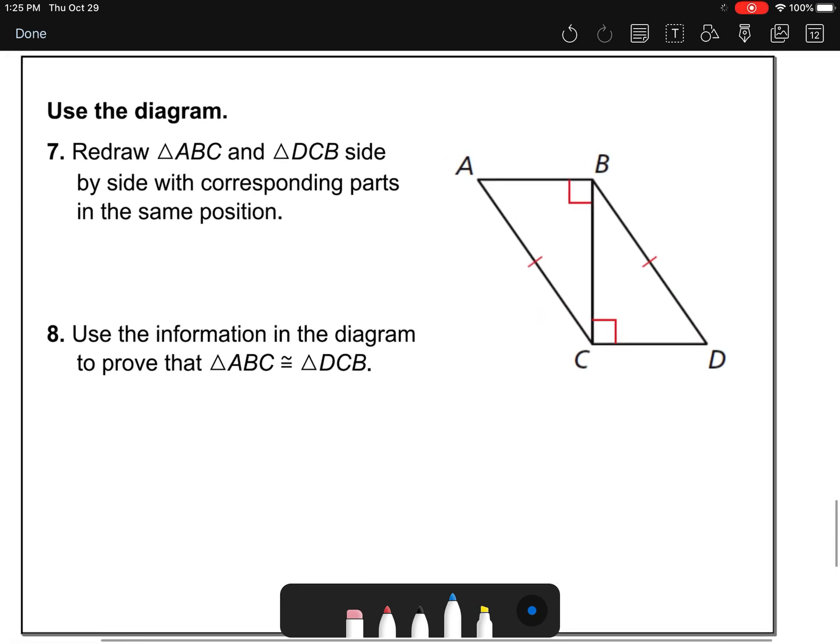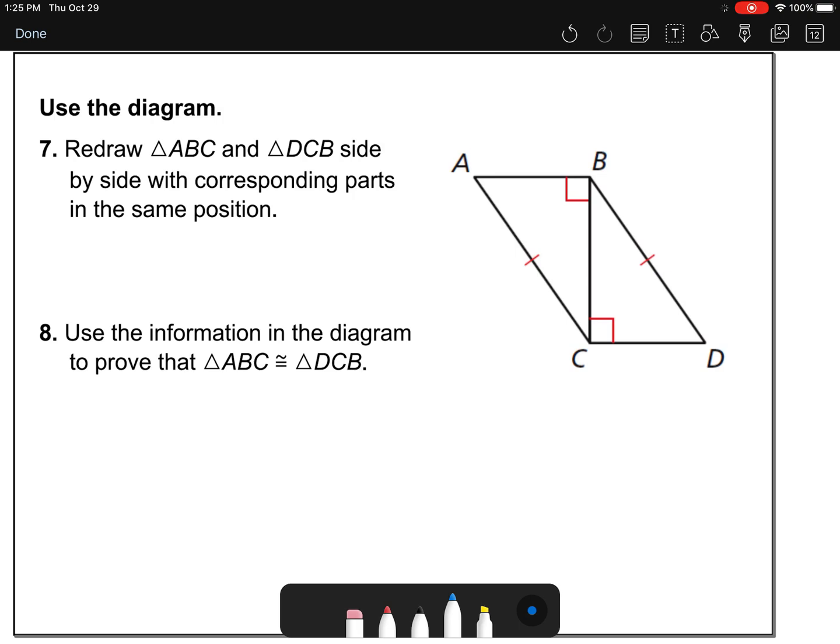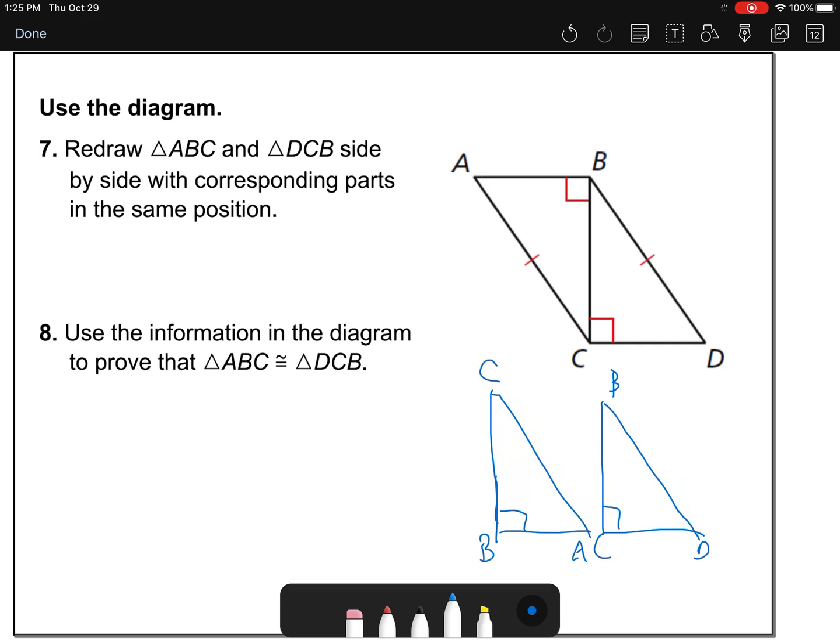So in number 7, it says redraw triangle ABC and triangle DCB side by side with corresponding parts in the same position. Okay, all that means is this. I'm going to draw BCD, and then I'm going to flip, and I'm going to draw the other one so it looks exactly the same. Well, that's B then. This is A, and that's C. Let's see, that says that's equal, and that's equal, right? The hypotenuses are equal. Now, what other part is equal?